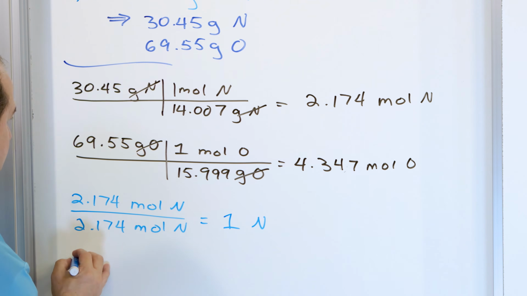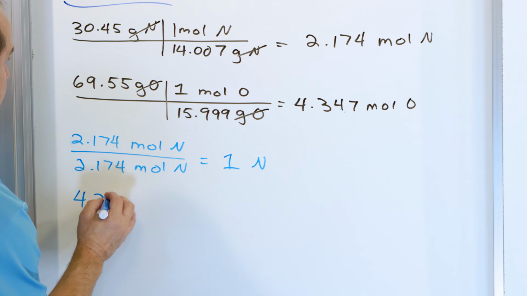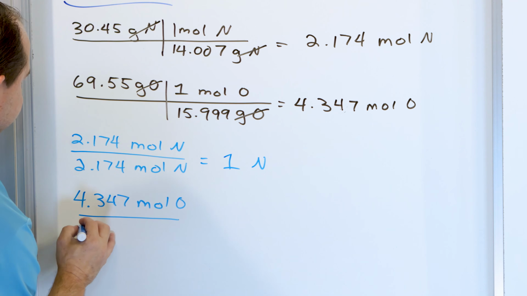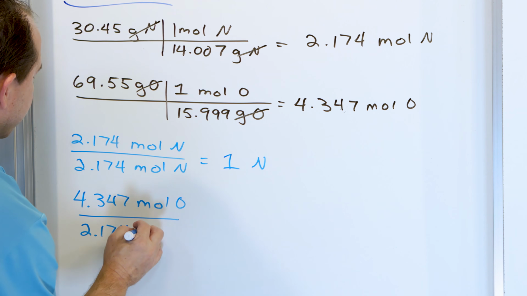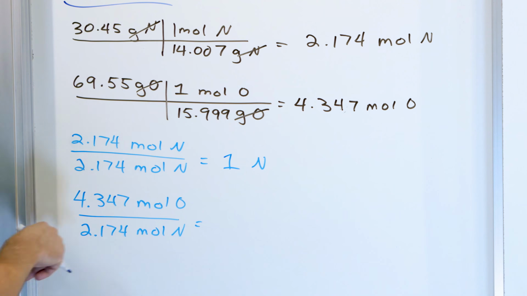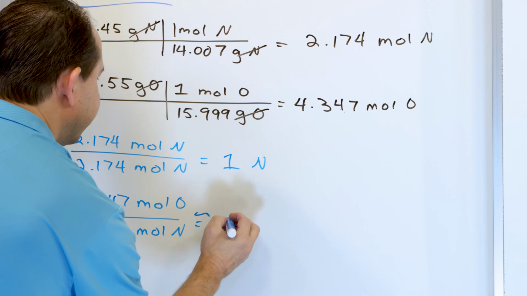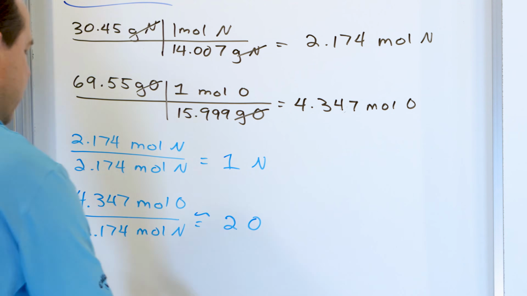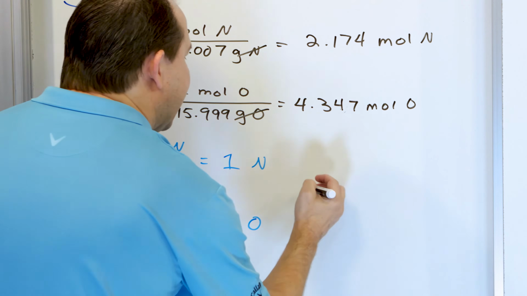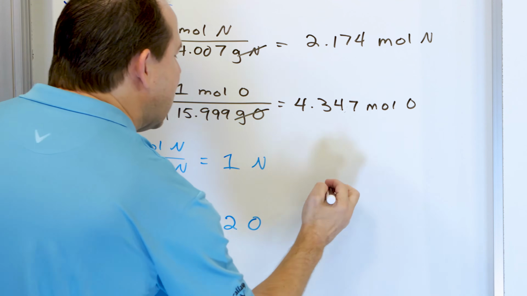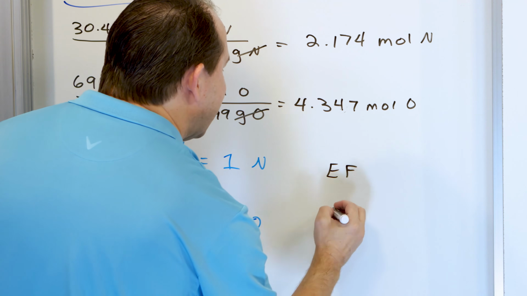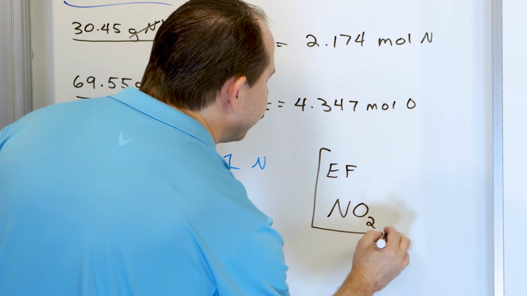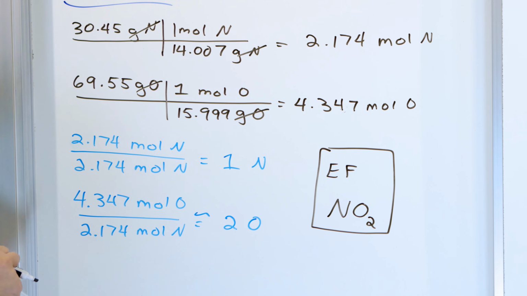Then we do the oxygen. 4.347 moles of oxygen. We have to divide by the same number, so 2.174 moles of nitrogen. When we divide these together, we get something very close to the number 2. It's not exactly 2, but we can round it to the number 2, and that's the subscript for the oxygen. So because we have the mole ratios, and we know it includes nitrogen and oxygen, we write the empirical formula as nitrogen subscript 1, oxygen subscript 2. Right? So NO2, that's the empirical formula.